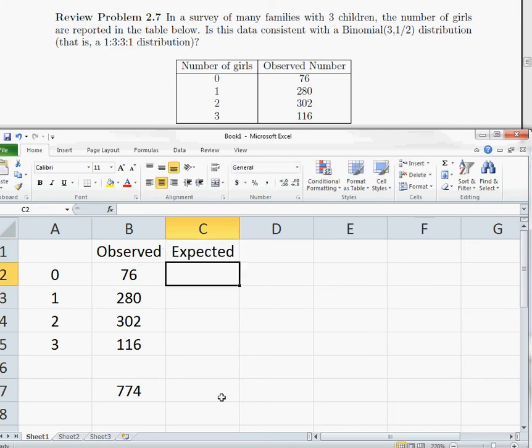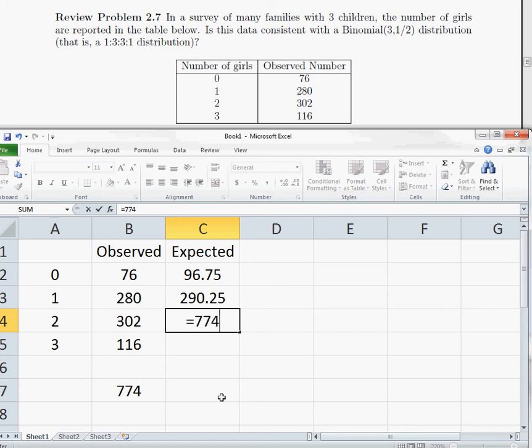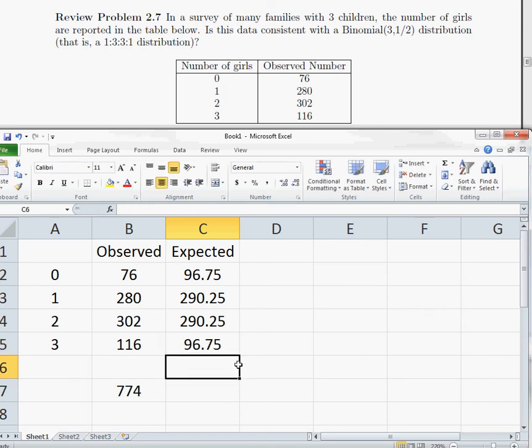The expecteds will be equal to 774 times 1/8 in this block, 774 times 3/8 in this block, 774 times 3/8 again in this category, and finally 774 times 1/8 in this category. So those are the observeds and the expecteds.